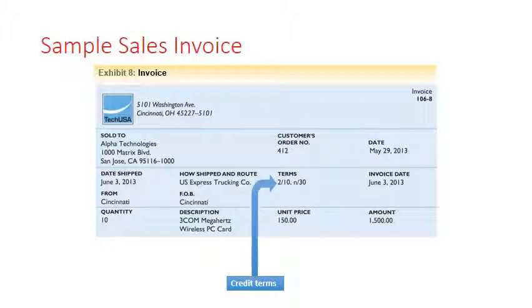And the 2/10 net 30, that's called the credit terms. So that's to encourage your customers to pay sooner. So if they pay us within 10 days, they get a 2% discount on the $1,500. If they pay any time from the 11th to the 30th day, they have to pay the full $1,500.